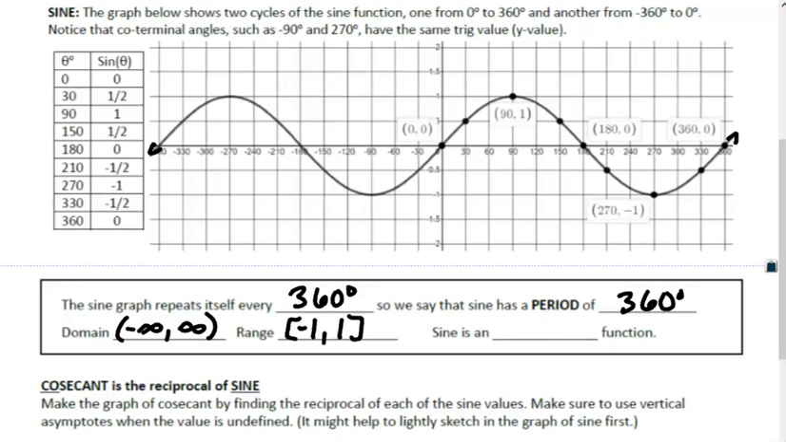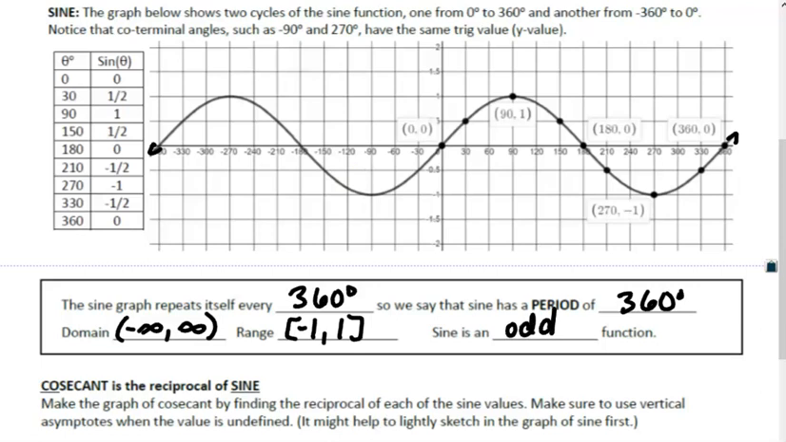Another thing we can see about sine is that sine is an odd function. It has that symmetry through the origin. If I put in opposite values for x, I get opposite values for y. So sine of 30 would be 1/2, sine of -30, -1/2. Sine of 90 would be 1, sine of -90, -1. So sine is an odd function.